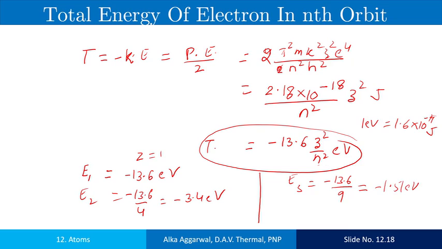In the nth orbit, as n tends to infinity, E is approximately equal to 0. It is important to note that all these relations have been derived assuming that the electron moves in circular orbits. Thank you and have a nice day.